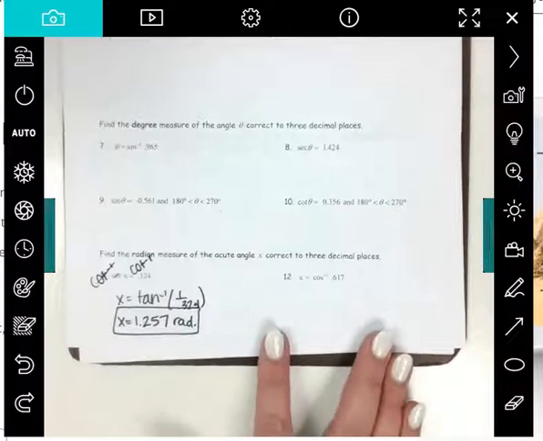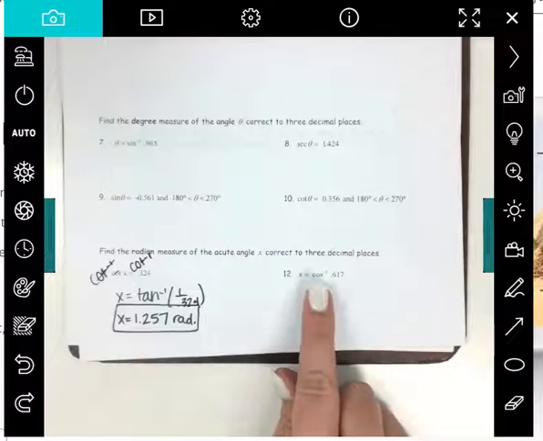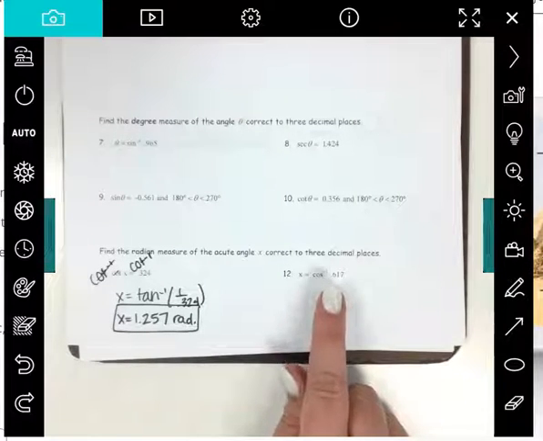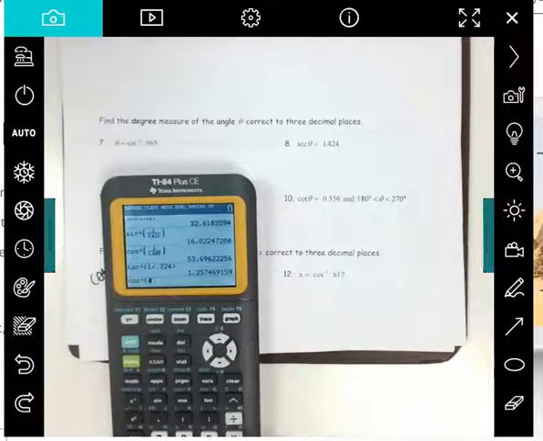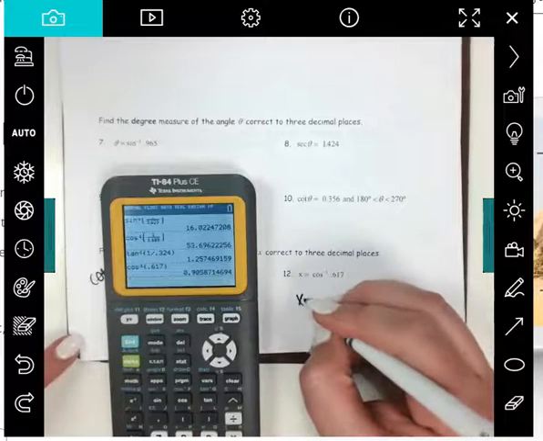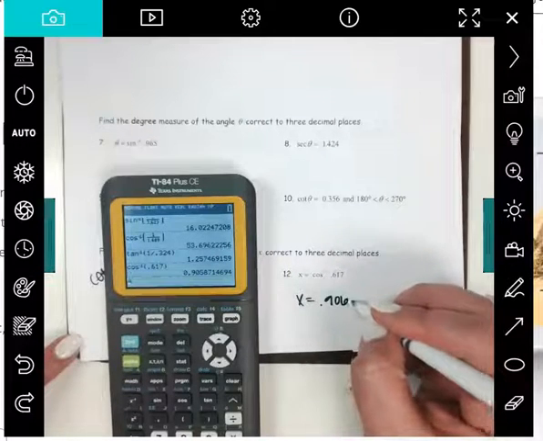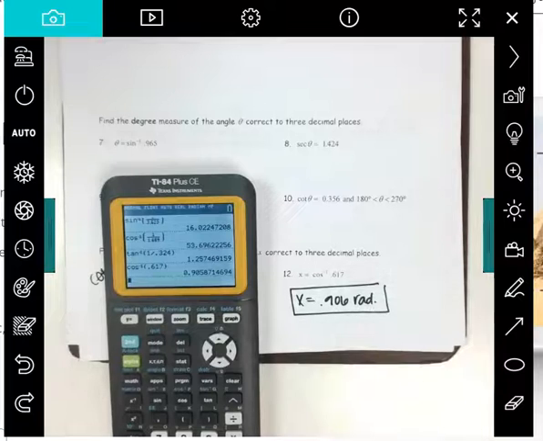Do I need to solve for x on number 12? No, x is already solved. All I have to do is type that into the calculator. So inverse cosine 0.617 gives me x equals 0.906 radians. Good? Alright, switch back into degree mode for me.